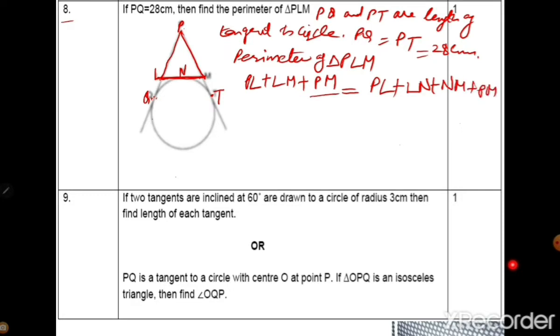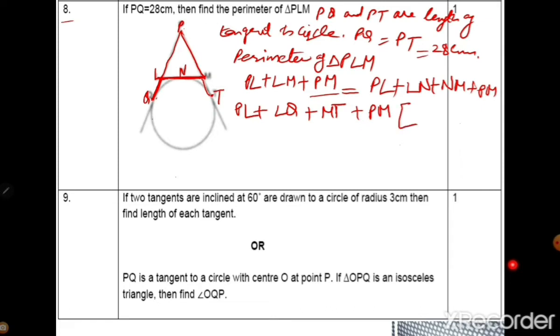Okay. Now I can write, in place of LN, LQ. Why am I writing this? I'll explain after this. So in place of NM, I am writing MT, plus PM.